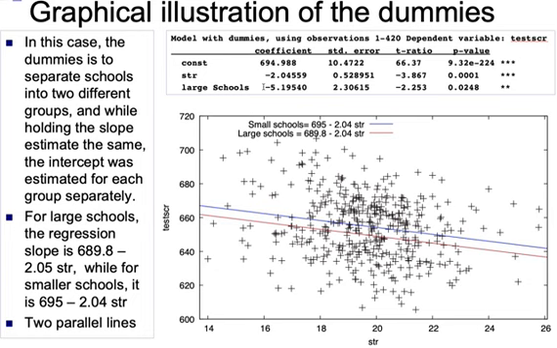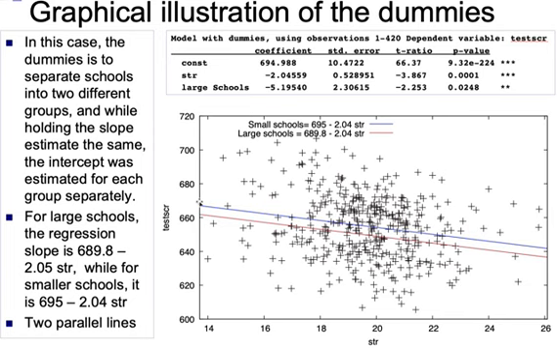All right. So the regression line on this graph we see is two parallel lines. Basically, we see for small schools the intercept is 695, whereas the large school intercept is 689. That's more than 5 points difference. So basically, the intercept is the line that hits the vertical axis.